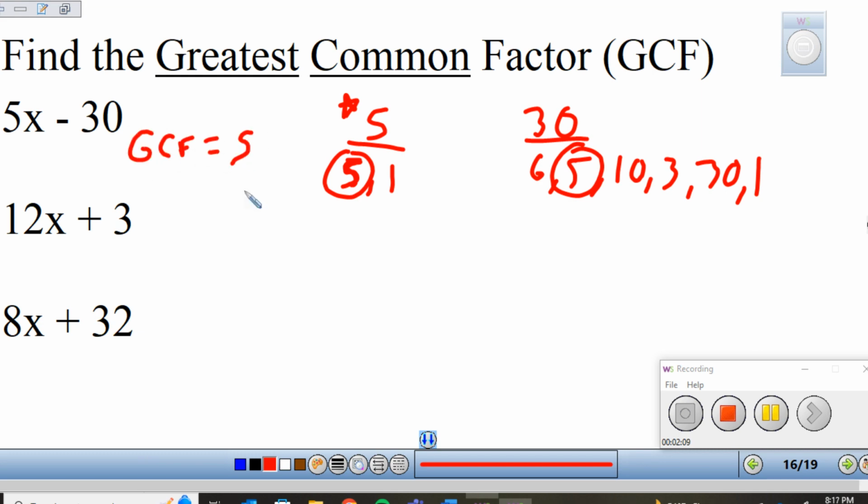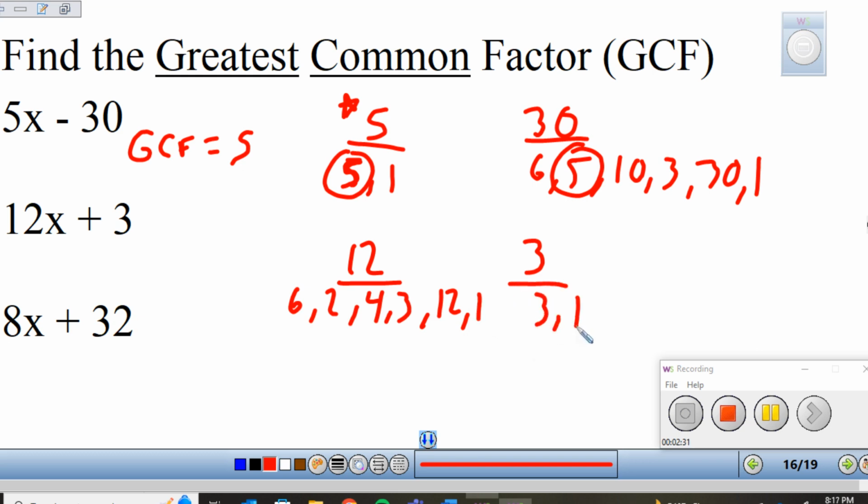For 12x plus 3, again, we'll look at the factors for each of those terms. For 12, the factors would be 6 and 2, 12 and 1, and 4 and 3. For 3, the factors are simply 3 and 1. So again, we look for the greatest common factor between the two terms, which in this case will be 3. So our greatest common factor is 3.